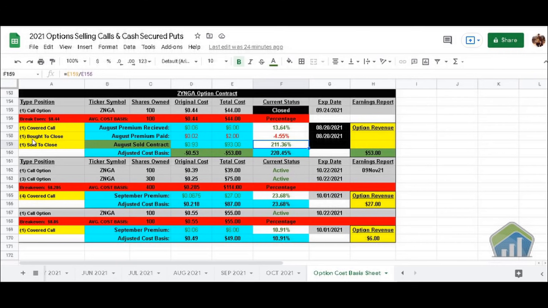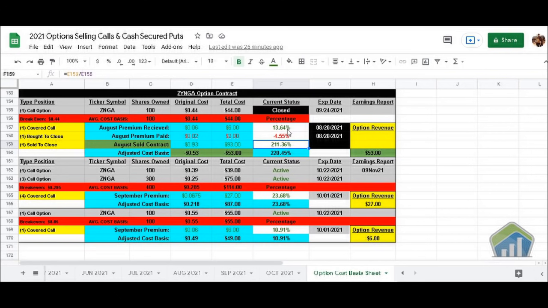We bought to close that same option contract. That's that covered call option contract right here. It says August premium paid. We paid 2 cents, $2 out, negative 4.55%, right? On August 20th, that was the expiration date. So out of that $6, we paid $2 back. We picked up $4. And then we sold to close by the end of August for $93. So we bought for $44. We sold for $93. When we add the $93 to 6 cents, minus out the $44, minus out the $2, we come out with $53, right? Option revenue was a total of $53.